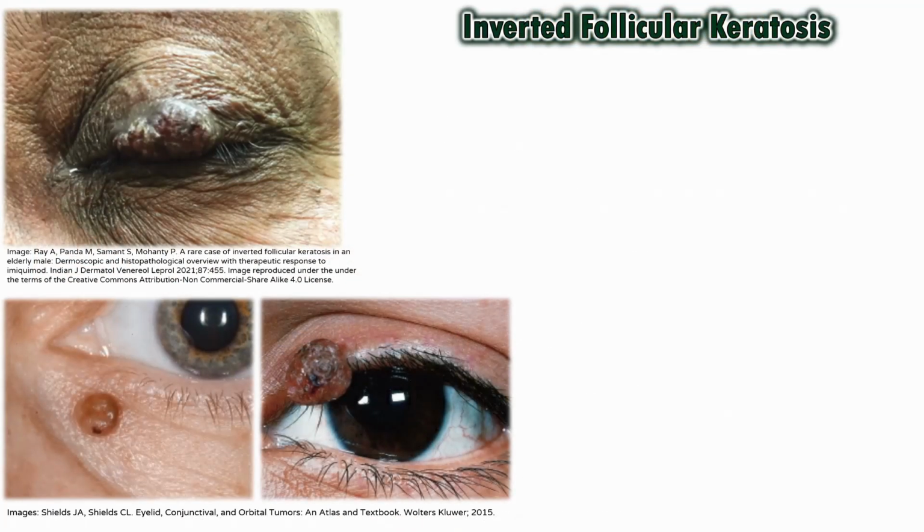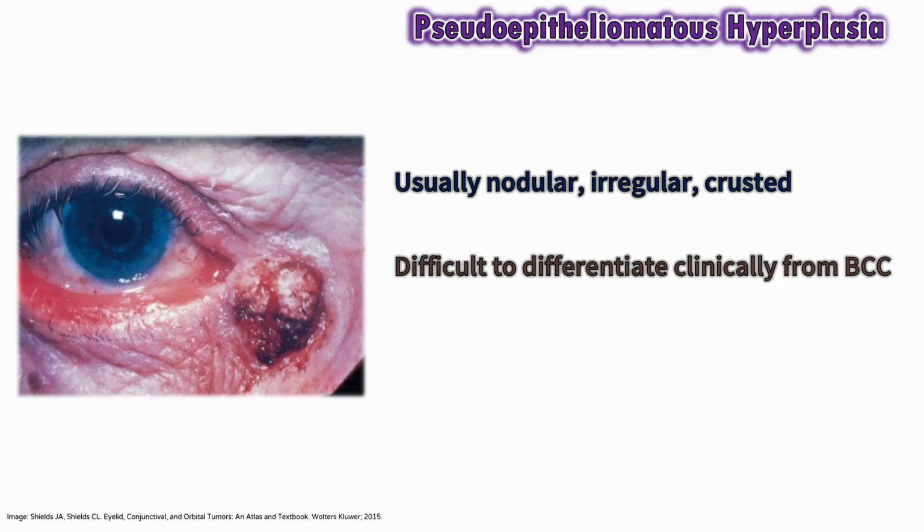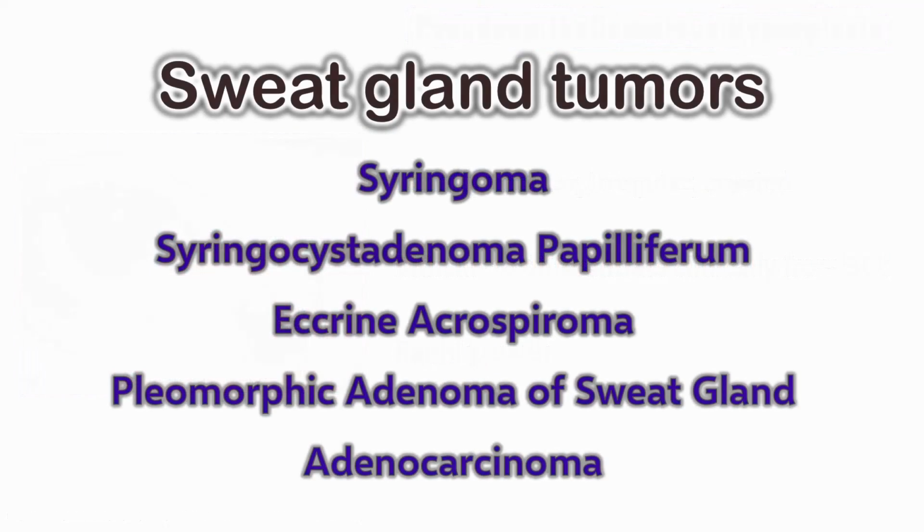Inverted follicular keratosis is a benign cutaneous lesion that occurs more commonly in middle-aged to elderly males. It appears as a discrete, nodular, wart-like lesion. Pseudoepitheliomatous hyperplasia usually occurs as a nodular, irregular, crusted lesion which is difficult to clinically differentiate from a basal cell carcinoma. However, in contrast to a BCC, it is a rapidly growing lesion.